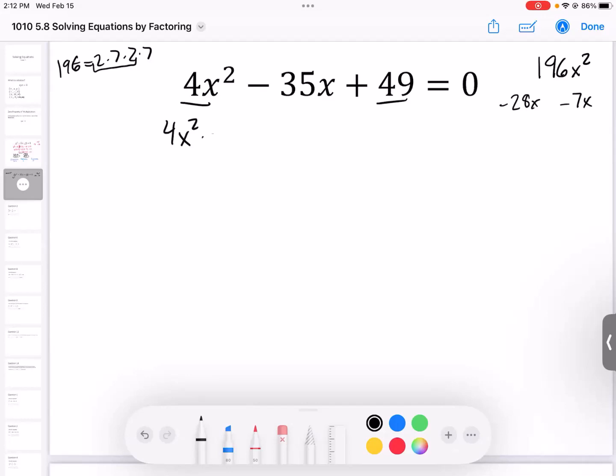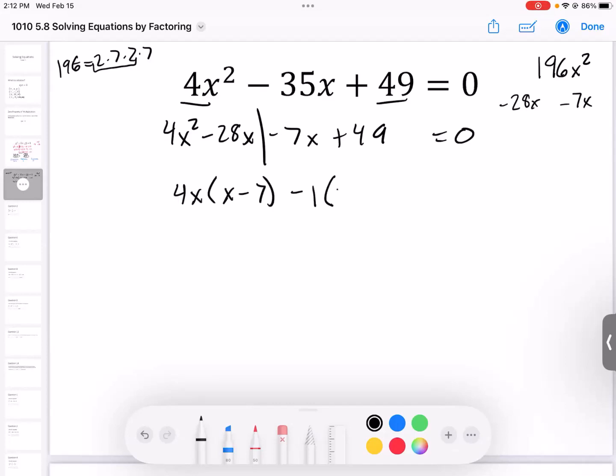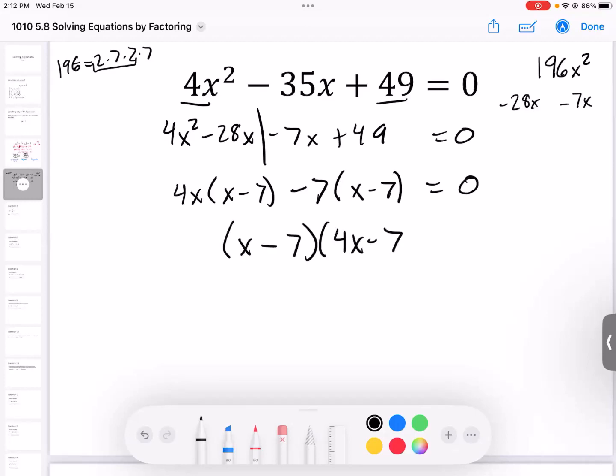So I'll do 4x squared minus 28x minus 7x plus 49 equals 0. Split it into two groups. My first group has a 4x in common, which leaves me with x minus 7. My second one has a negative 7 in common, which leaves x minus 7. That equals 0. And so my factored form is x minus 7 times 4x minus 7. So this is the factored version of the polynomial they gave me.